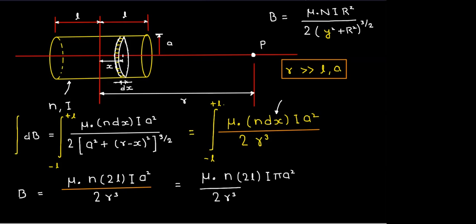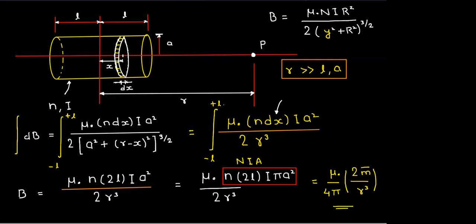Now N into 2L is what? Number of turns. This is N I into A, right? Can I say this is my dipole moment? N I A, that's the definition of dipole moment for a current loop. So this can be written as mu naught by 4 pi into 2 m by R cube. Anyone has any doubt? Clear to everyone? Yes, sir. So this is your axial magnetic field. Axial magnetic field due to a magnetic dipole.